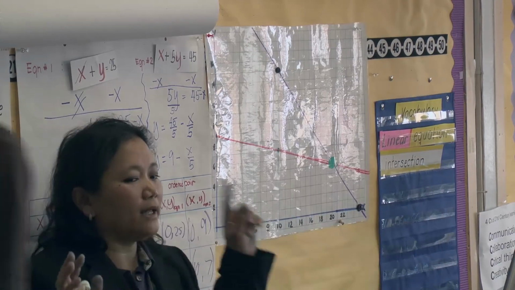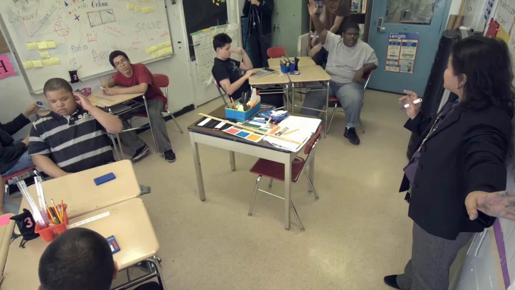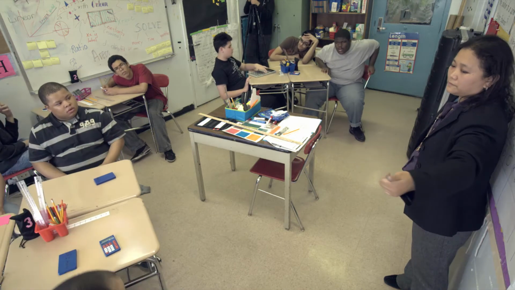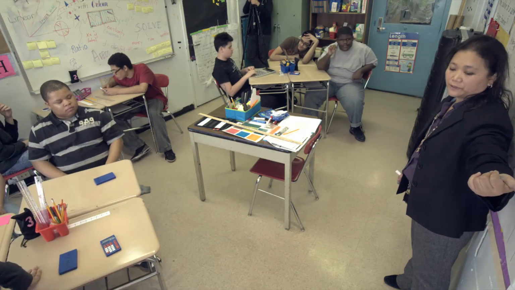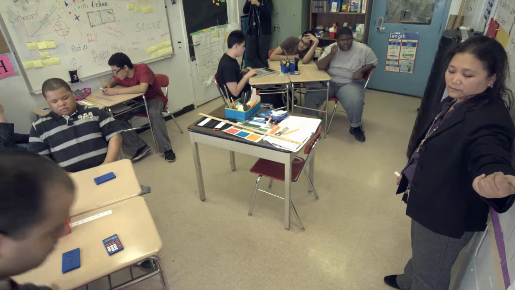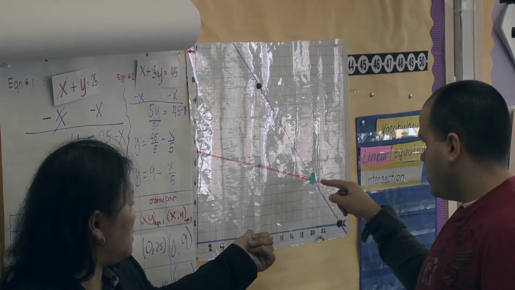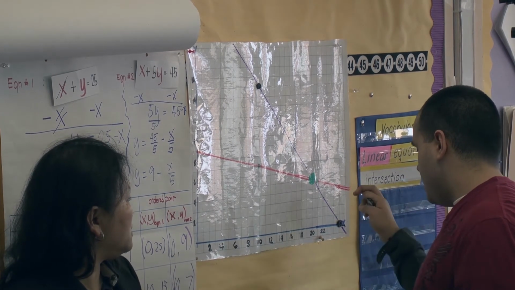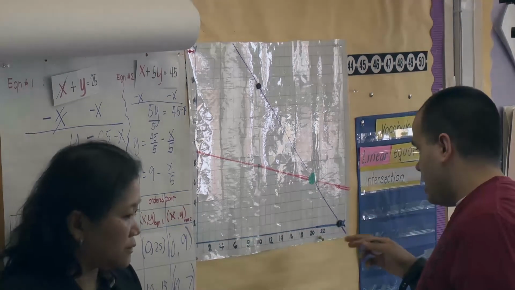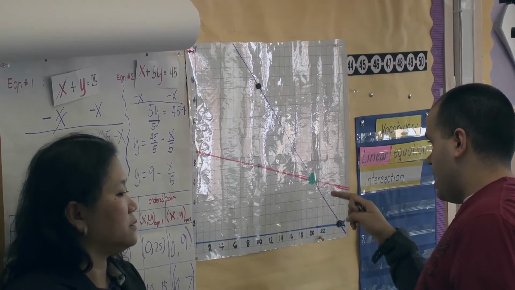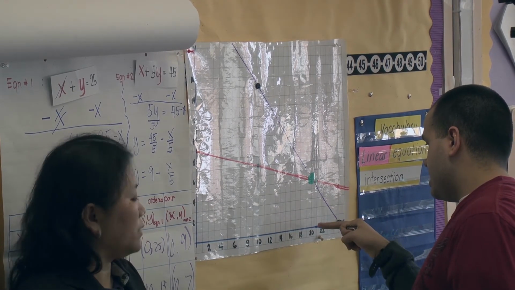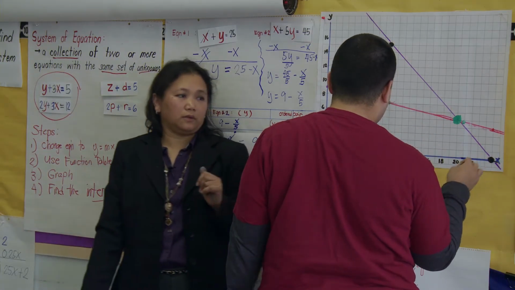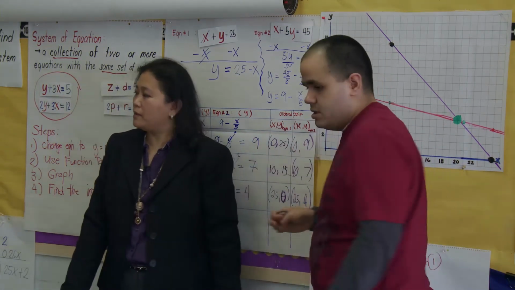Let's see. Who can help me with this one? Maurice, come. Okay, Anthony. Where's the point of intersection? Why is that the point of intersection? Both lines will have the same point. Okay? Have a seat. Thank you.